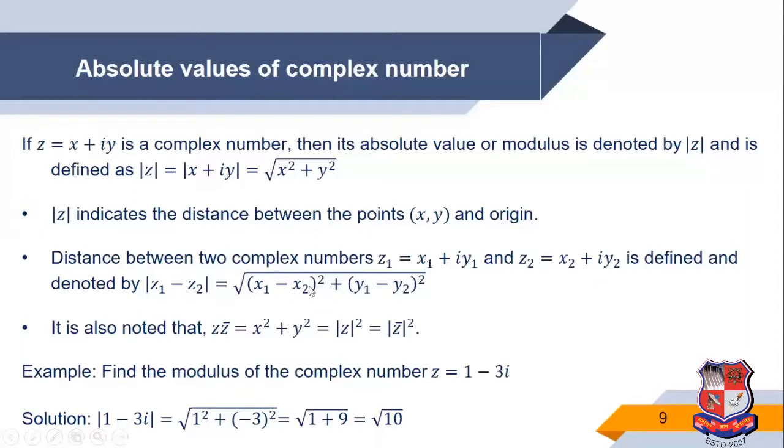So real difference square plus the imaginary difference (y1 - y2) whole square. So mod of z1 - z2 is equal to the square root of (x1 - x2) square plus (y1 - y2) square. It is also denoted by z into z bar is equal to x square plus y square, and x square plus y square we write mod of z square, and mod of z square also we write mod of z bar square.